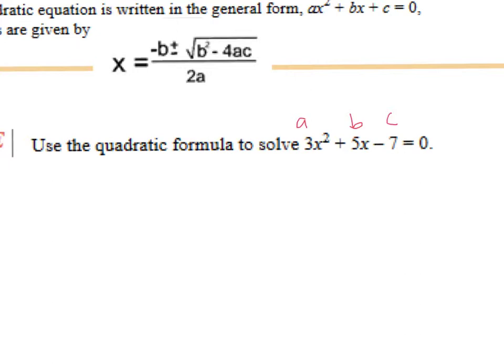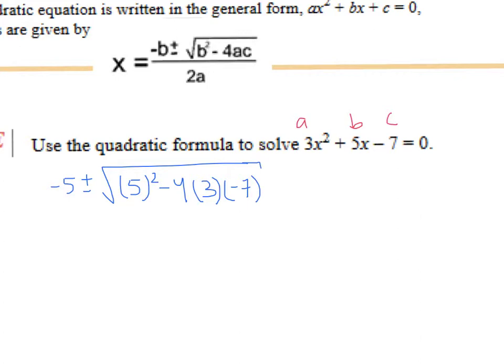And all we're going to do is take those values and plug them into their respective places in the quadratic formula. So we have negative b, which would be negative 5, plus or minus the square root of b squared, and don't forget to always put parentheses, especially when you plug it into your calculator, minus 4. In place of a, we have 3. In place of c, we have negative 7. If you forget your parentheses, then you will not get an accurate answer. And this is all over 2 times a, which was 3.